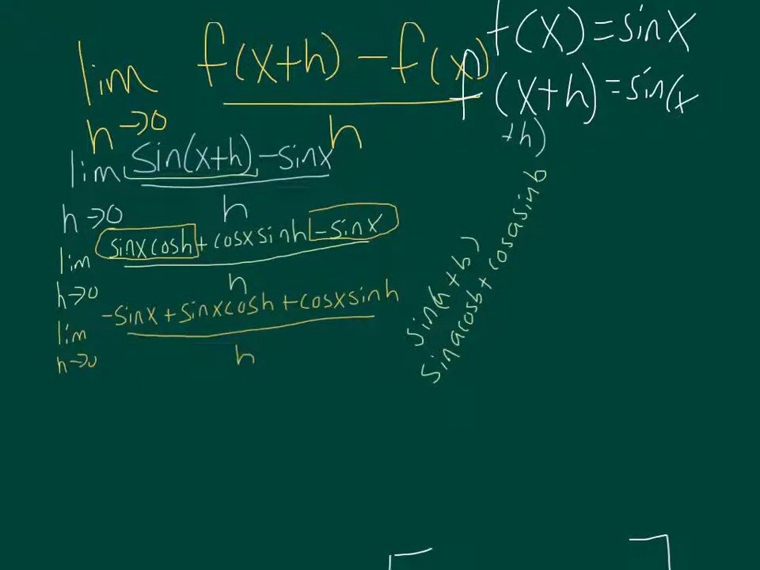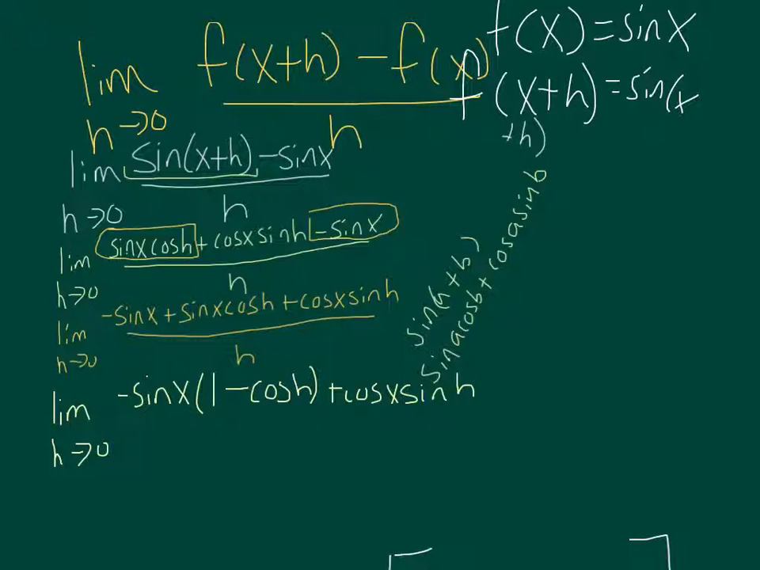The next thing I'm going to do is factor out a negative sine of x. So I've got the limit as h approaches 0. Factoring out negative sine x, I get negative sine x. If I factor a negative sine x out of negative sine x, I get 1. If I factor a negative sine x out of sine x cosine h, I get minus cosine h. And then plus cosine x sine h. That's all over h.